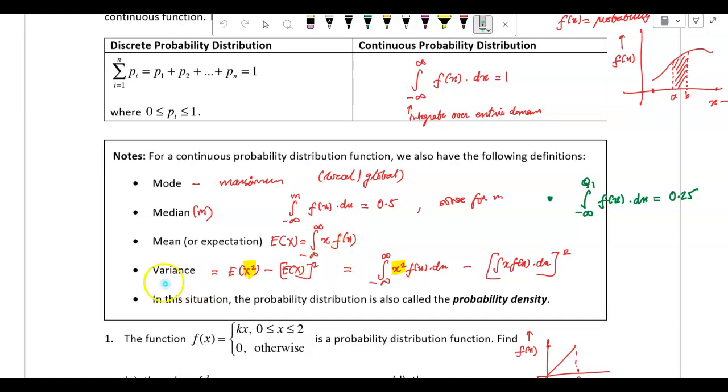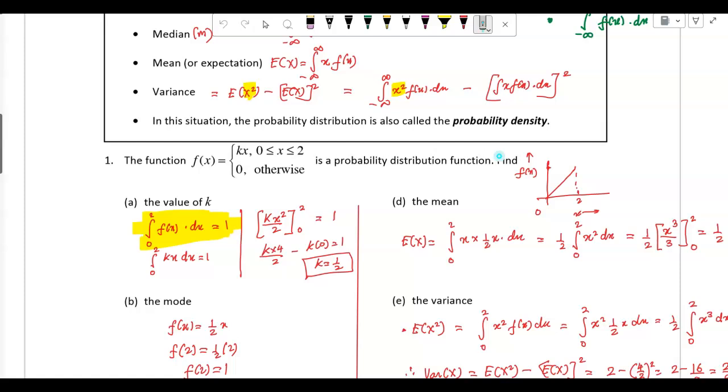Variance is expectation of x square minus expectation of x the whole square, as we did. But in this condition, what is your expectation of x square? X square into fx. So you take your fx, multiply it by x square, and integrate it over the entire domain. That will give you the first part, E of x square. Minus the mean: you take your fx, multiply by x, integrate, and square it.